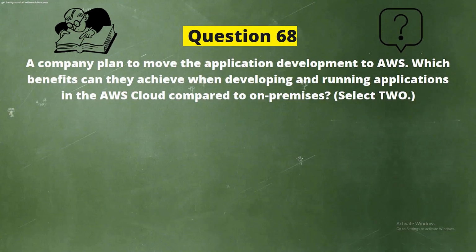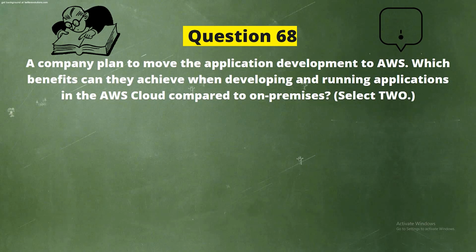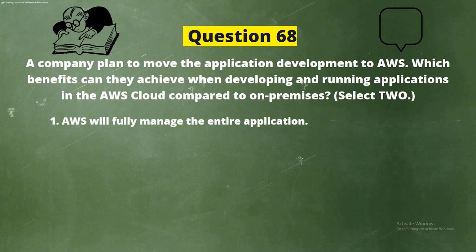Next question. A company planned to move the application development to AWS. Which benefits can they achieve when developing and running applications in the AWS cloud compared to on-premises? Select 2. And the options are: Option 1. AWS will fully manage the entire application.